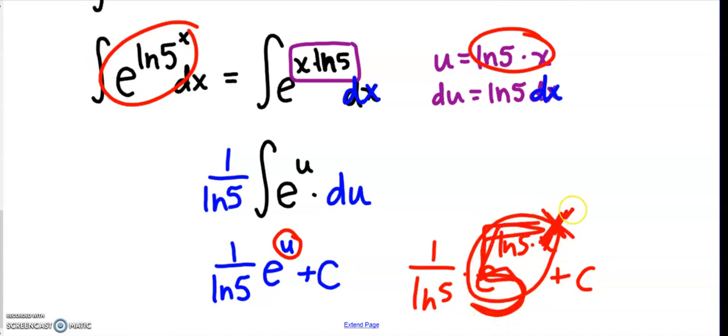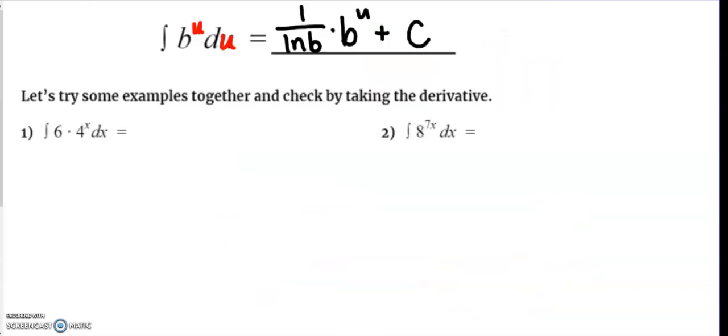And if you're watching that like, Ms. Schwartz, it seems like a lot of work. What? Why? What are you doing? This is the formula that you need to have coming out of there, okay? But I had to show you how it works, where it comes from. It's based on what we know about the natural base, which is so important in calculus. So let's try some examples together.